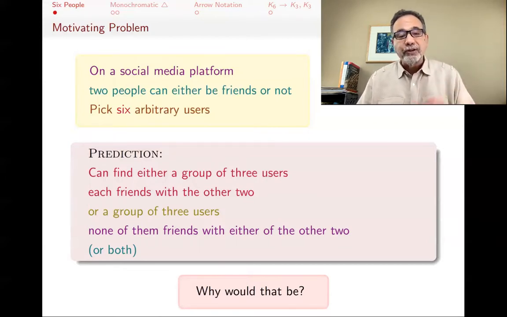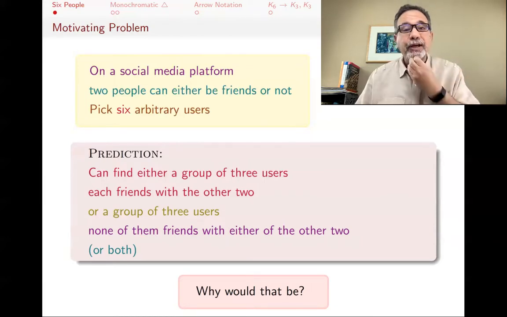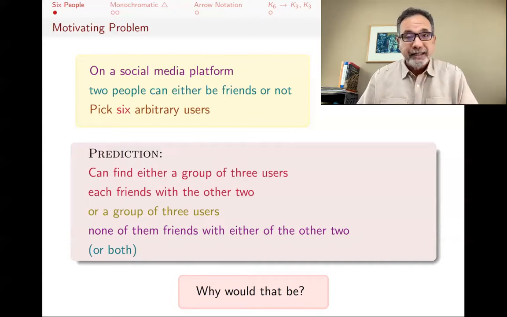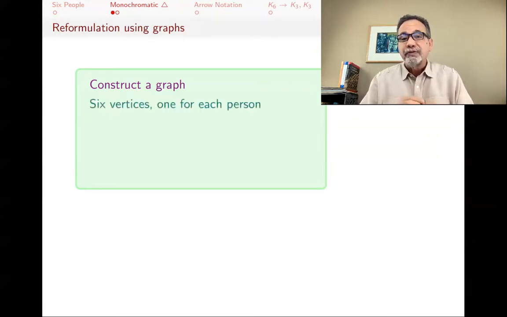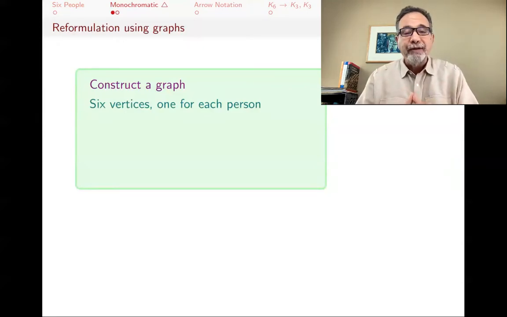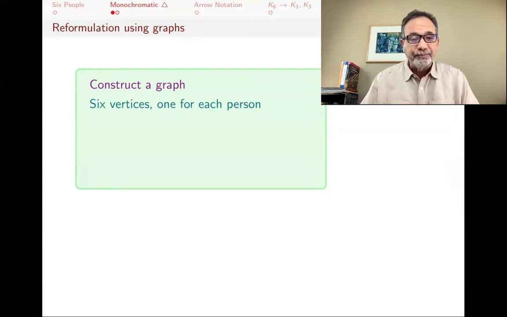Before we answer that question, meaning before I prove to you that my prediction is always true and it's a certainty, not a probabilistic thing, I want to reformulate the problem in terms of graphs. So we're going to construct a graph. We're going to put 6 vertices, one for each person that you picked from that social media platform, and then we're going to put edges between them. If you're not familiar with the vocabulary of graph theory, watch my video on basic graph theory vocabulary.